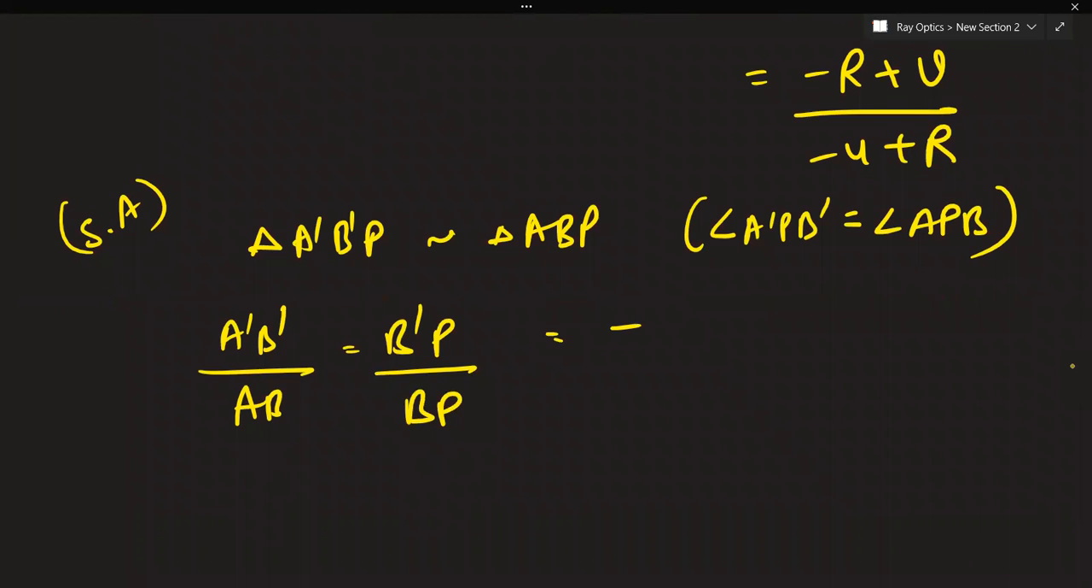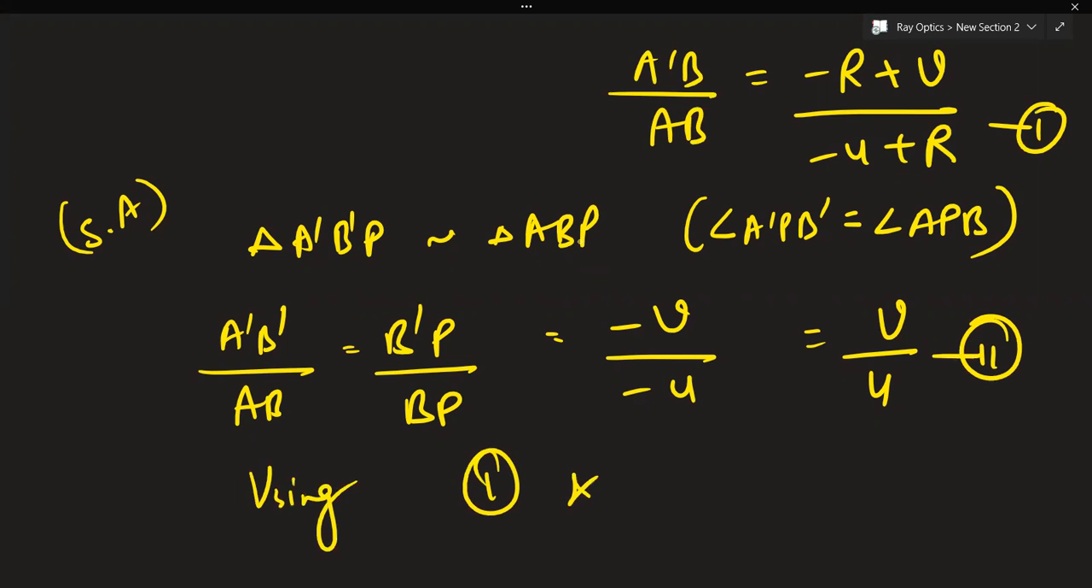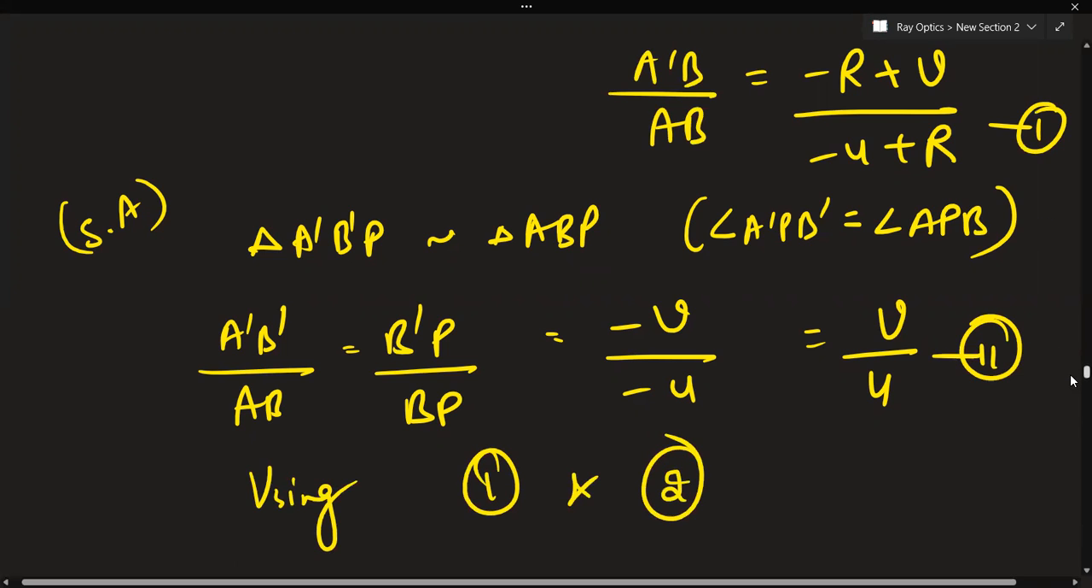So this is what? Minus, this was minus V, right? And this was minus U. Minus sign will get cancelled. V by U. So A dash B dash by AB is equal to this. And A dash B dash by AB is also equal to this. This is 1, this is 2. So both we can equate, 1 and 2. Just equate both these equations.